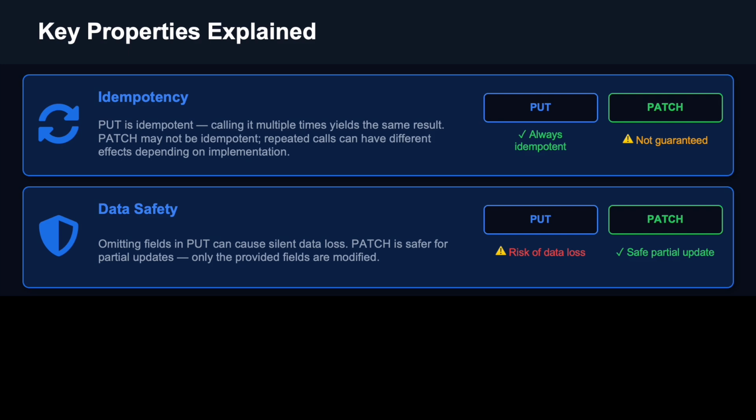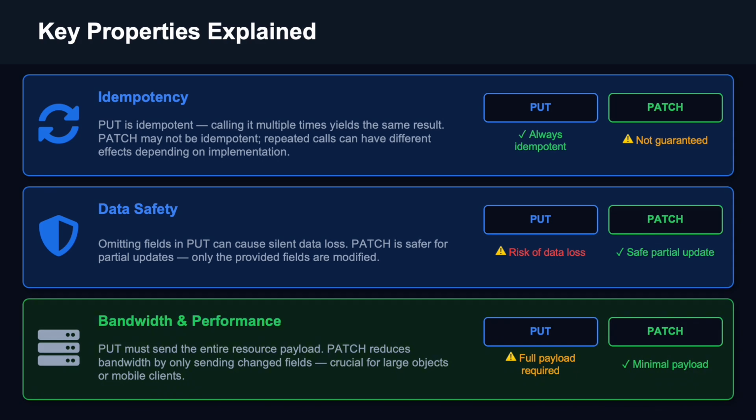Second, data safety. PUT can silently destroy data if you send a partial payload. PATCH is inherently safer. Unspecified fields are never touched. Third, bandwidth and performance. PUT requires sending the full resource every time, potentially kilobytes of data for a one field change. PATCH is bandwidth efficient, which matters on mobile networks, high-frequency updates, or large resources.